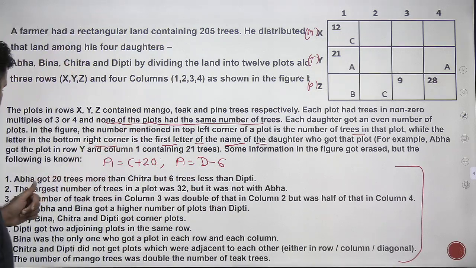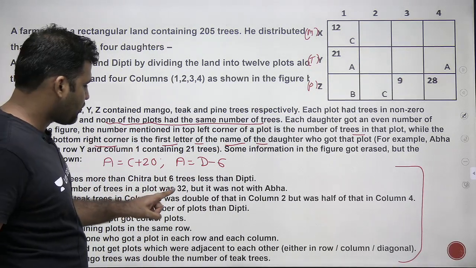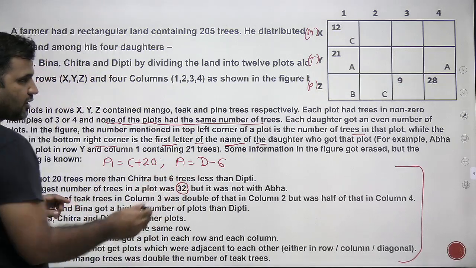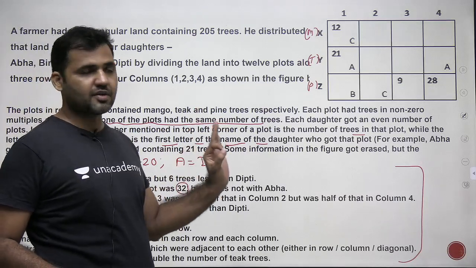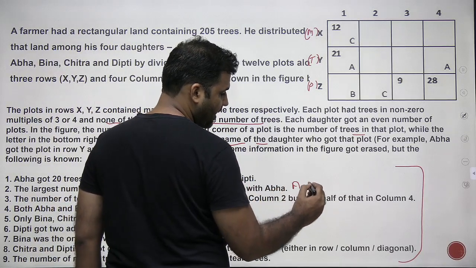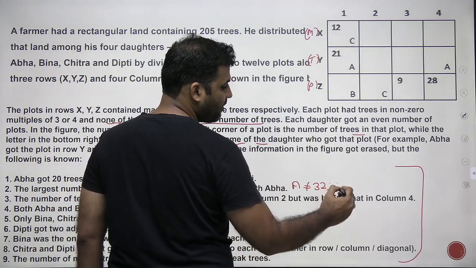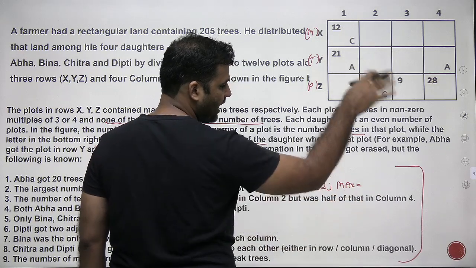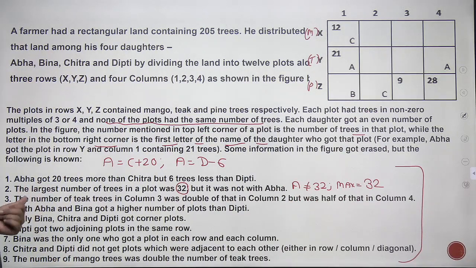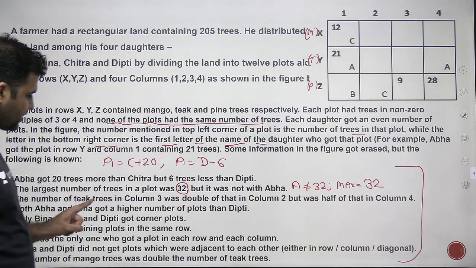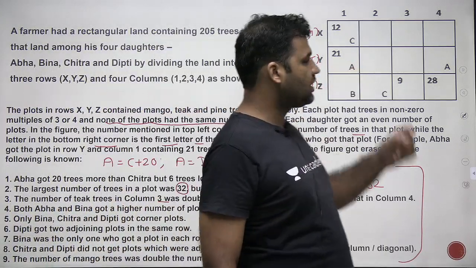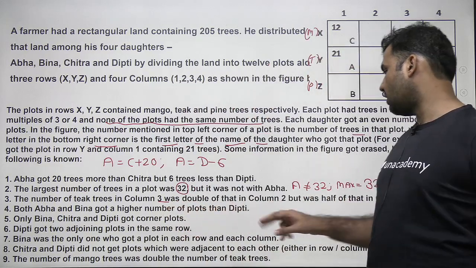The largest number of trees in a plot was 32, but it was not with Abha. This is the maximum value in terms of number of trees that you can assign in any plot to any person, and it is not with Abha. So firstly, Abha does not have 32 trees, and the maximum value of trees in any of these plots is equal to 32. Simple information, right? Third statement says the number of teak trees in column 3 was double of that in column 2. Number of teak trees in column 3 was double of that in column 2.